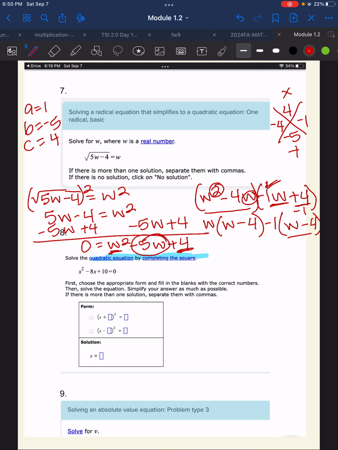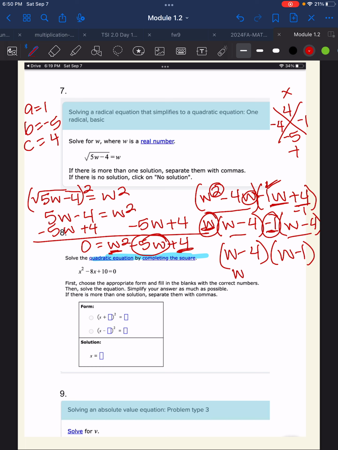Oh, I have twins. That's what we like. That's what I want to see. If I don't get twins, that means I'm doing something wrong. My other binomial is W minus 1, and that's coming from your GCFs that you just took out in the front.